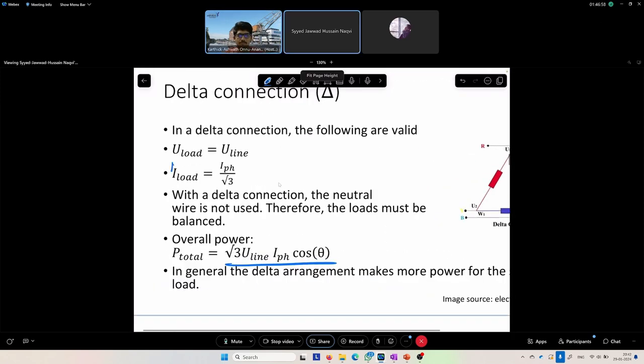So what does this represent? That's the current per coil or per load. Because you have three sets of coils, each coil is getting 1/√3. But you're looking at the whole motor, so we use the I phase directly.